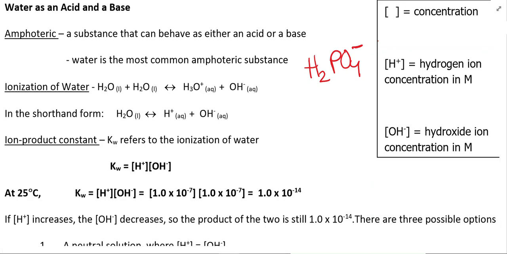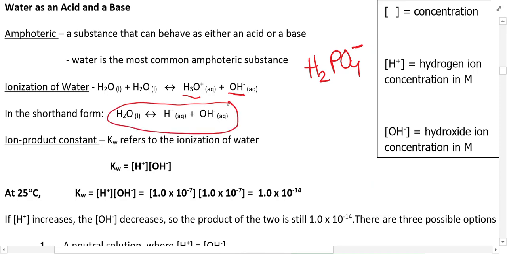Ionization of water. Water kind of auto-ionizes when it's with multiple waters in a solution into hydronium and hydroxide. So we write this down here as the common way of writing the ionization of water. And then we have the Kw. If you remember from equilibrium, we have this K thing, Kw. It's the concentration of the hydrogen ion times the concentration of the hydroxide ion. Those square brackets stand for concentration.